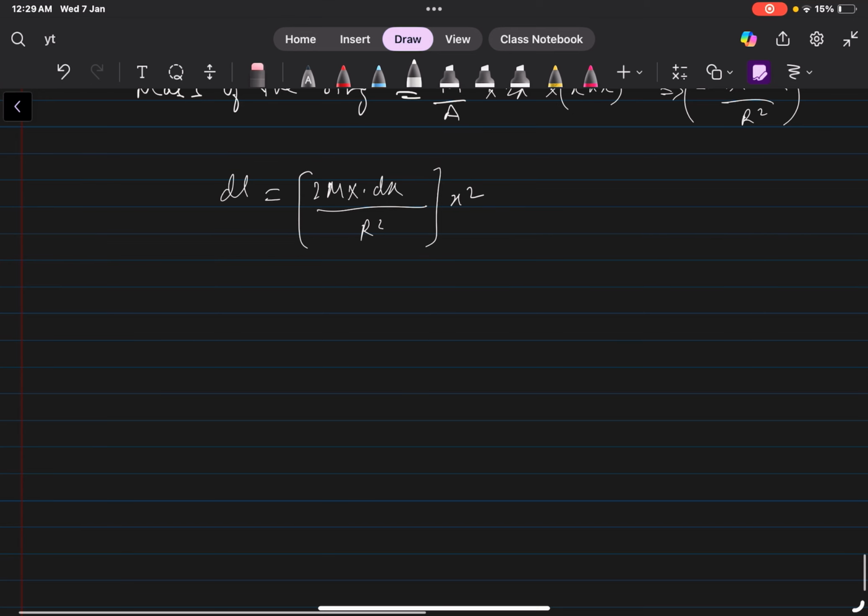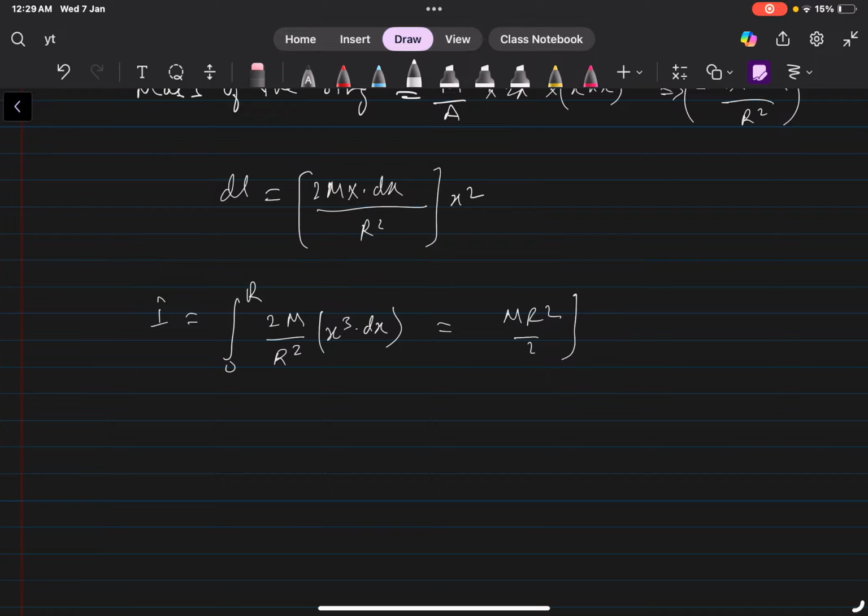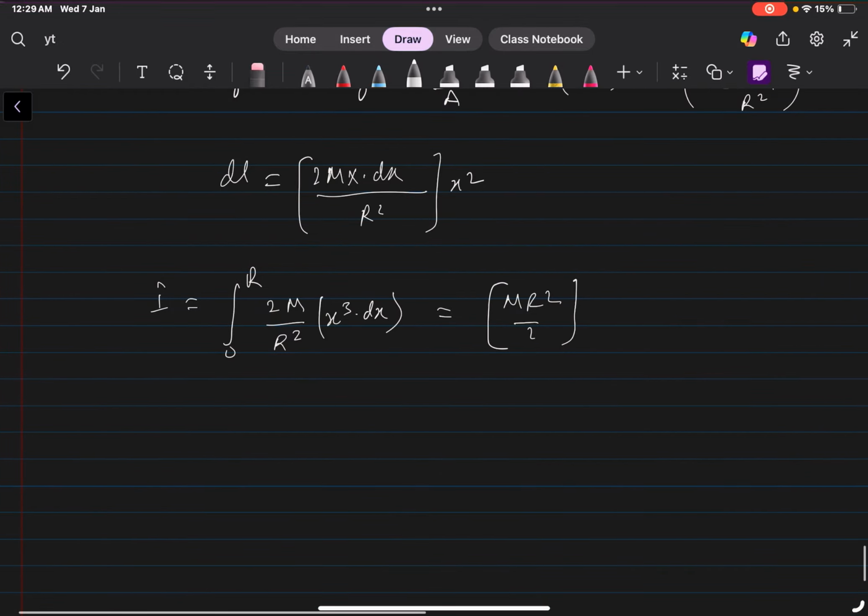So the moment of inertia I is equal to the integral from 0 to r of 2m by r square into x cube dx. This value becomes mr square by 2 after solving the integral. So this is mr square by 2, the moment of inertia of the disk.